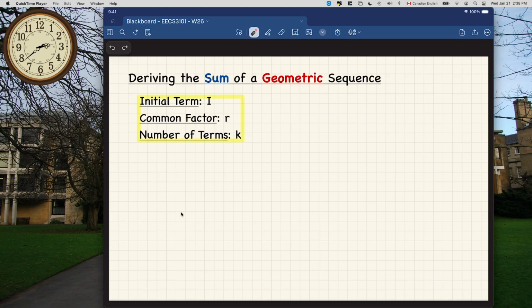So let's start with the basics. We're going to talk about what a geometric sequence is and how to calculate its sum. The formula itself, you can memorize it, and that's okay, maybe for this course. But I would suggest you try to see if you can derive it. Of course, when I derive it, I'm going to explain it at the same time, so it might take longer.